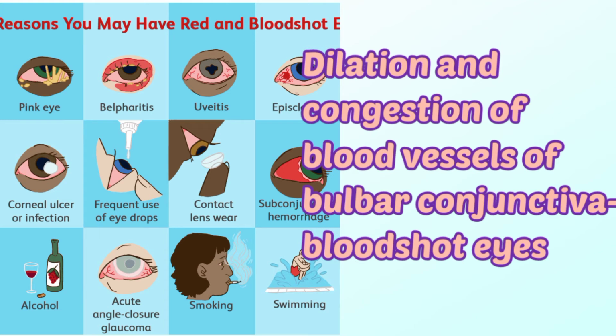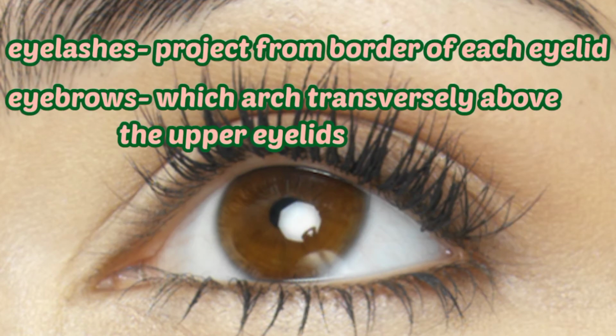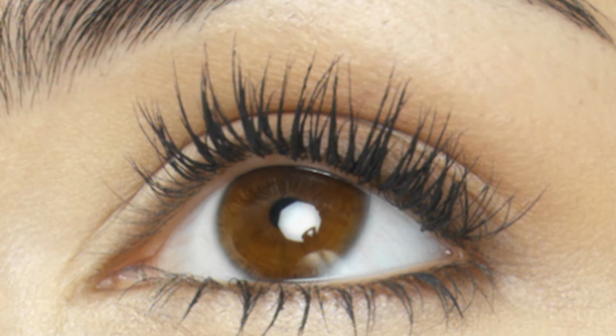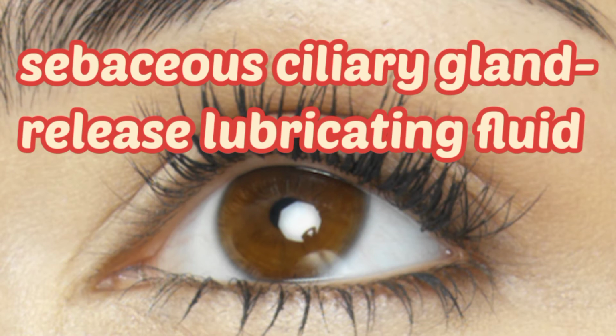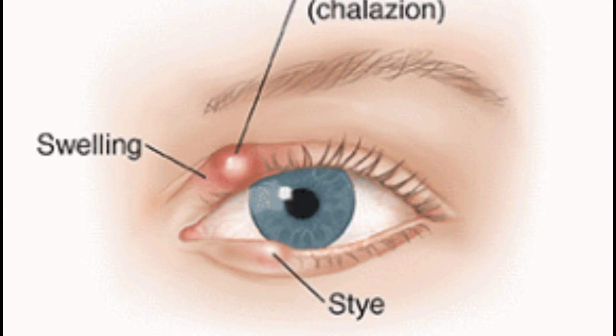The next accessory structures of the eye are the eyelashes and the eyebrows. The eyelashes, which project from the border of each eyelid, and the eyebrows, which are transversely above the upper eyelids, help protect the eyeballs from foreign objects, perspiration, and direct rays of the sun. The sebaceous glands at the base of the hair follicles of the eyelashes, called the sebaceous ciliary glands, release a lubricating fluid into the follicles. Infection of these glands, usually by bacteria, causes a painful pus-filled swelling that is called a stye.